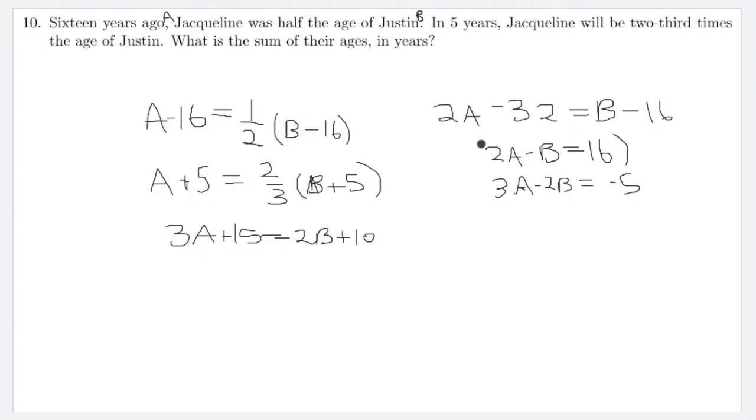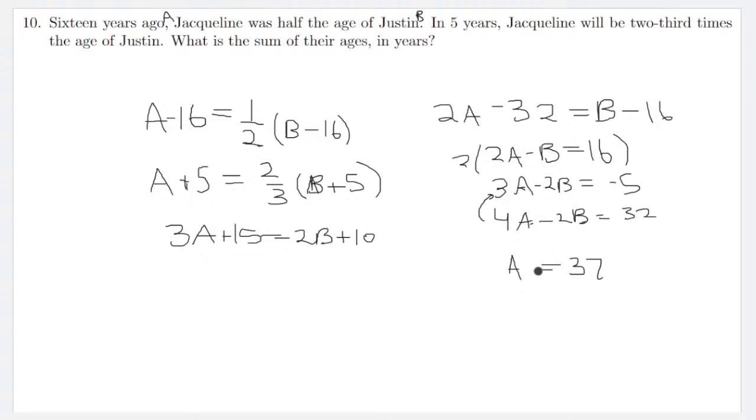So now we can try and cancel something. Let's multiply this equation by 2 on both sides. This gives us 4A minus 2B equals 32. And so now we can take this second equation and subtract the first equation from it. So this gives us A, and then the minus 2B's will cancel out, to give 37. 32 minus negative 5 is 37.